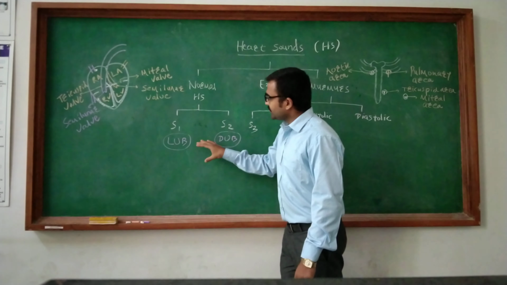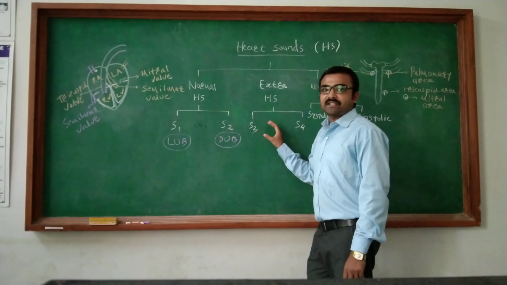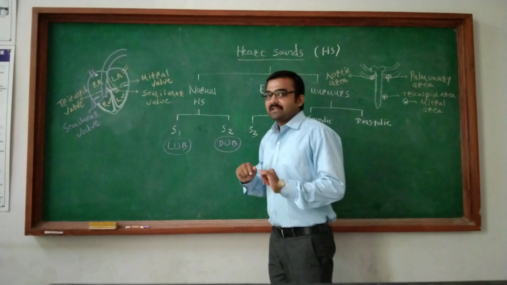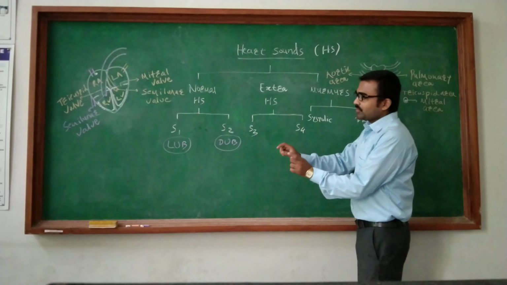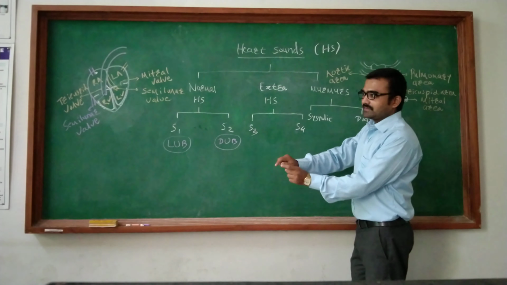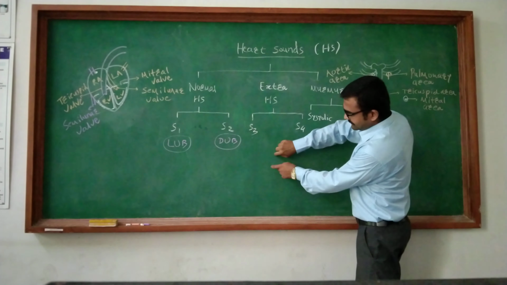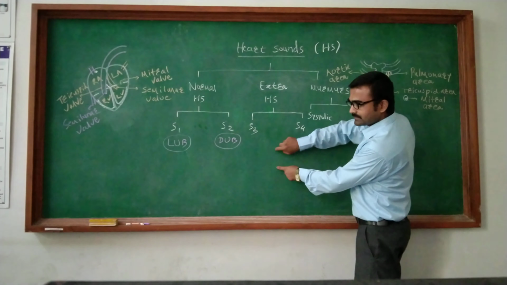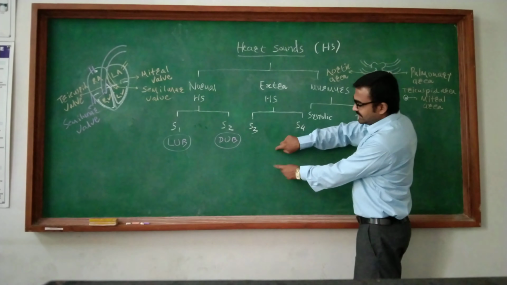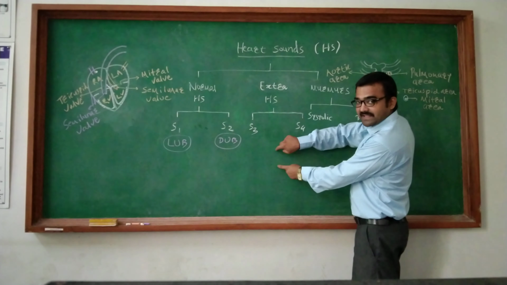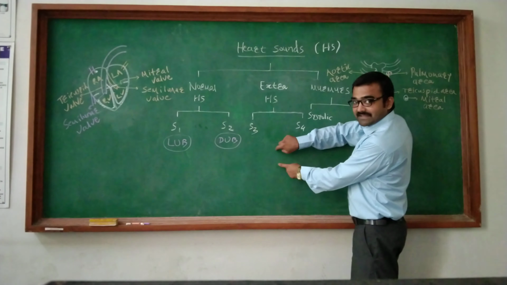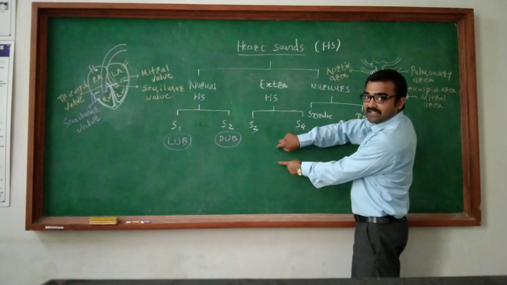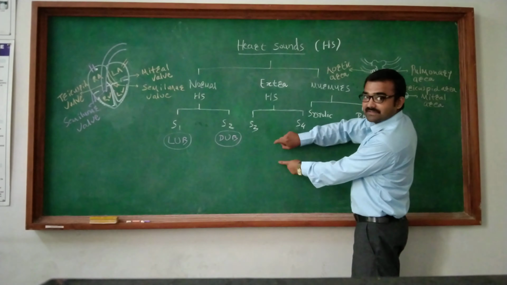Now before we proceed, let me demonstrate to you the normal and extra heart sounds. For example, I am going to make these sounds. This one first, which is louder in intensity, is S1 or lub. The second, which is less in intensity, is the second heart sound, which is dub.